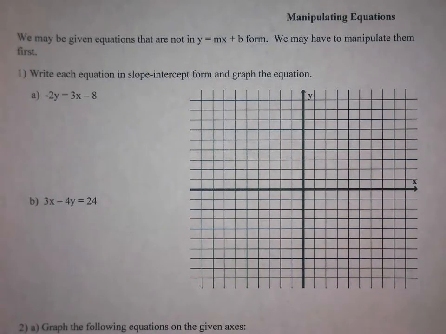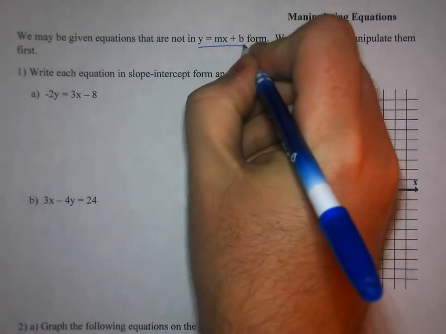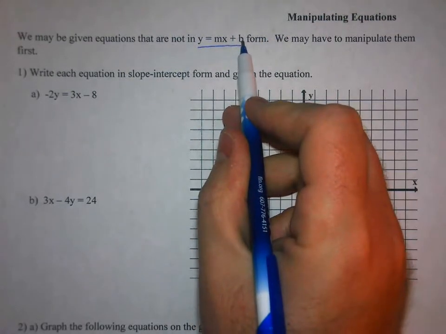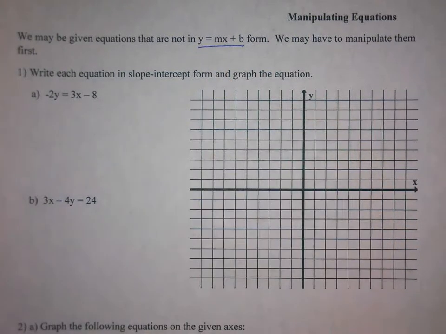We may be given equations that are not in y equals mx plus b form. We may have to manipulate them first. So if you just want to graph them by plotting the y-intercept and then counting the slope, they have to be in this y equals mx plus b form first, because you would start at 0, b and then count the slope of m. So in number 1, write the equation in slope-intercept form and graph the equation.